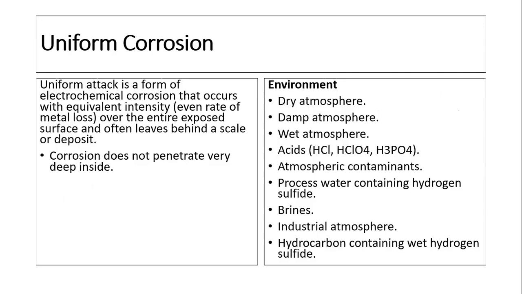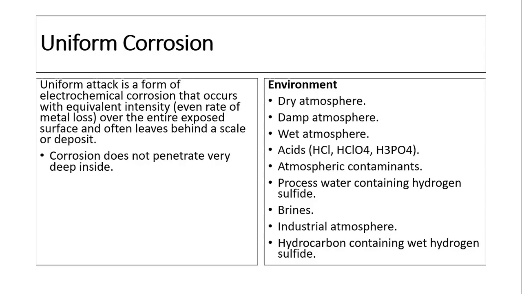So uniform corrosion is an electrochemical corrosion that occurs at an equal rate through the surface. So this will not go very deep, it will just be on the surface. And this is affected by the type of environment. Dry atmosphere: a typical dry atmosphere is an atmosphere that will have hydrogen sulfide, and corrosion will take place.